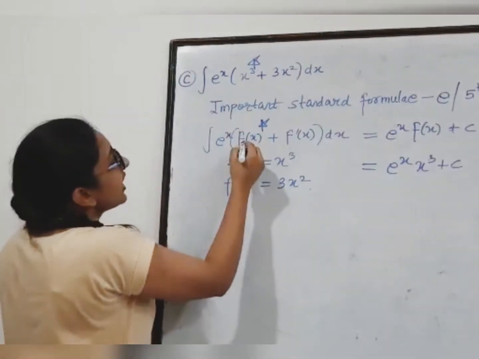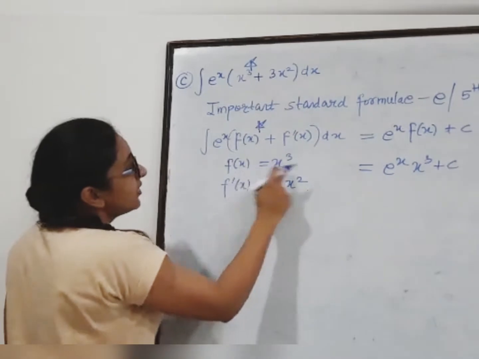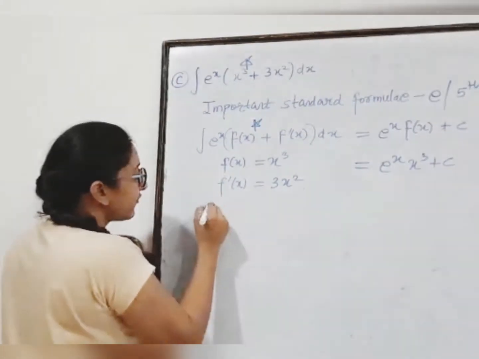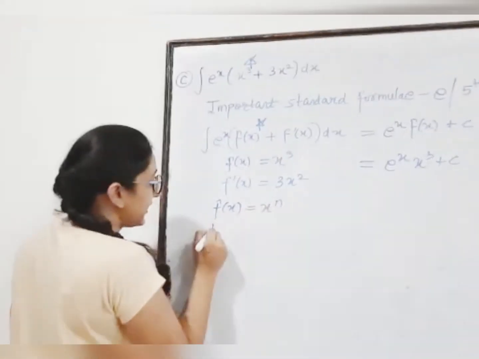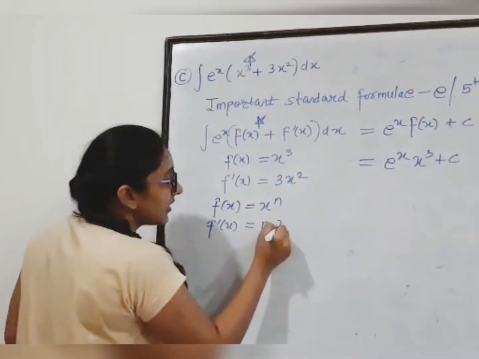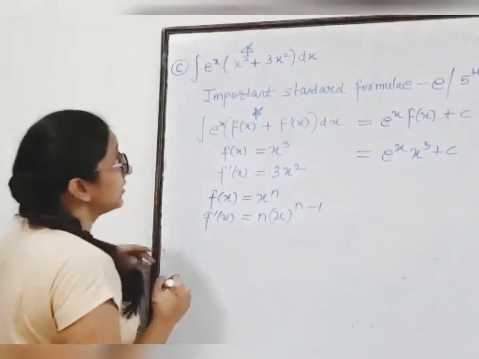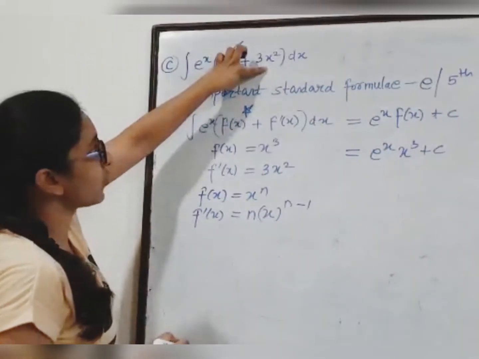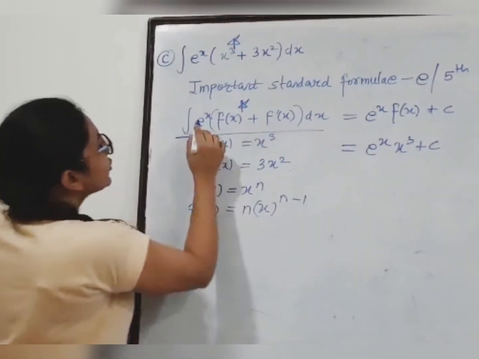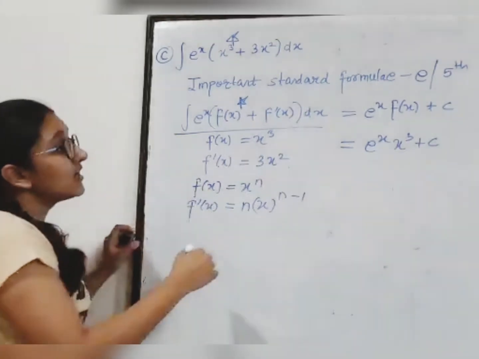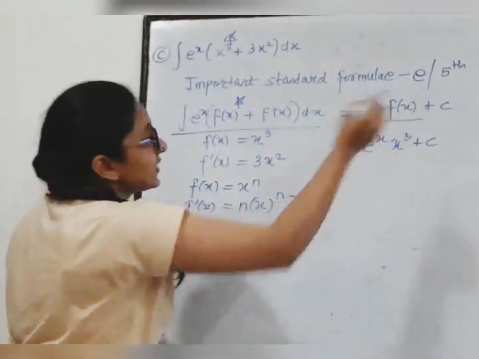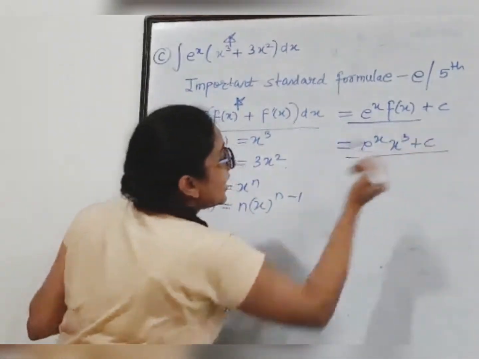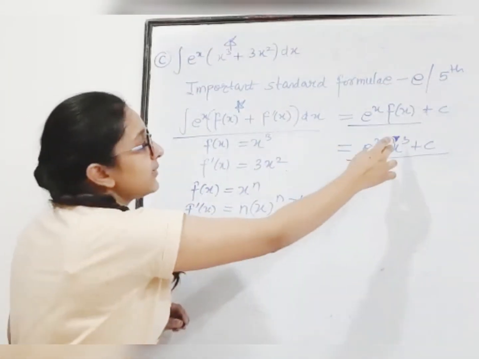Then if I consider f of x as x cube, then the derivative of f of x is 3x square, because if the function is x to the power n, then the derivative is n into x to the power n minus 1. So I could clearly see that the function is x cube and the derivative is 3x square. So if I have the formula integration of e to the power x into f of x plus f dash x dx, the answer is e to the power x f of x plus c. So here if I substitute f of x as x cube, the answer is e to the power x multiplied by x cube plus c.